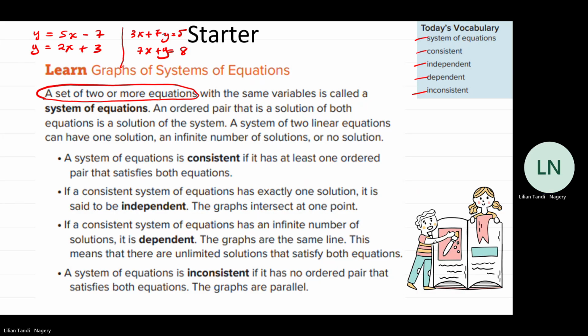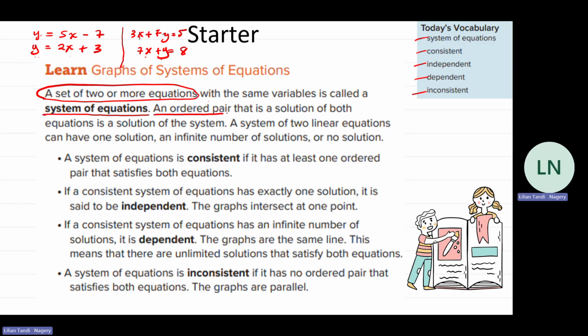Now, with the same variables, so you see x and x, y and y. What does that mean? If here has y and x, this one should also have y and x. It cannot have z and m, or z and a, or x and p. The variables must be the same. So when you have the variables the same and you have two or more equations, we are calling them systems of linear equations.